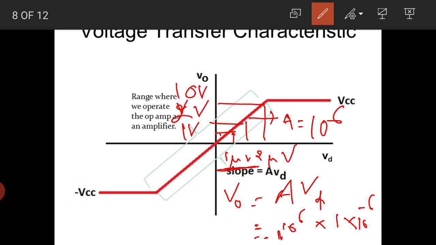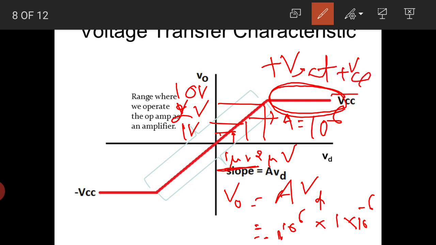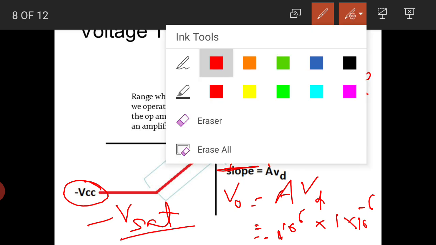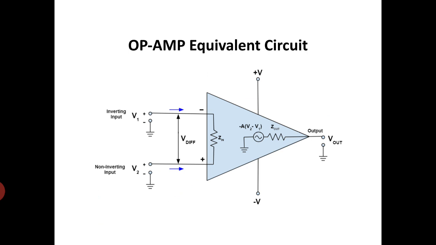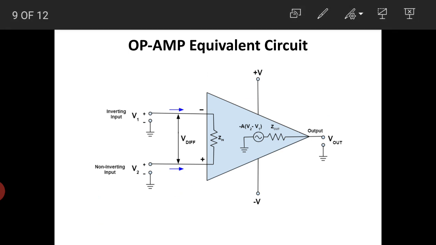One time will come when, if there is an increase in the difference of input voltage, there will be no change at the output side. That value will be fixed to the plus V saturation, or plus VCC, at the positive side, and to minus VCC, or minus V saturation, at the negative side. So this is the voltage transfer characteristics of the operational amplifier.